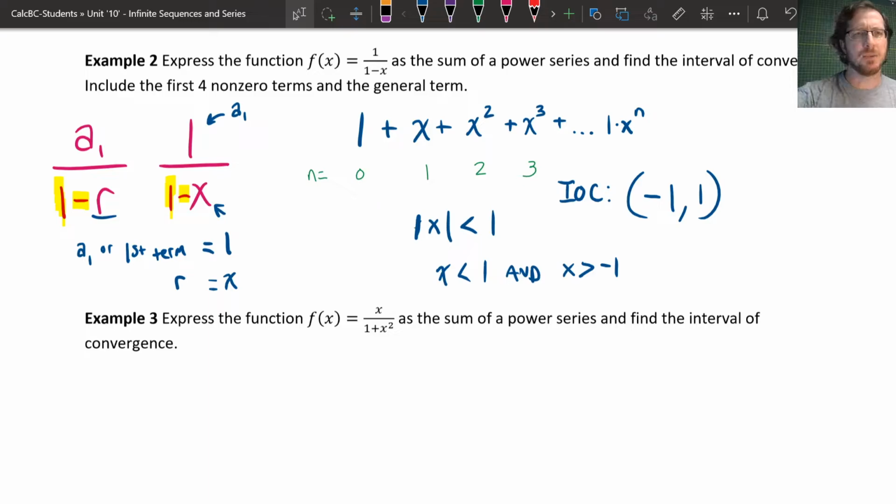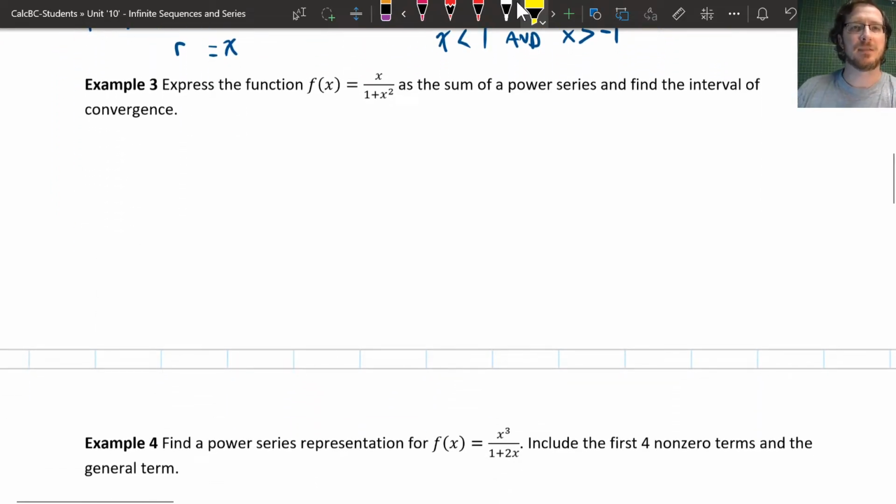Okay, example 3. So again, double checking example 2. We've got our first 4 non-zero terms here. We've got our general term here, and we've got our interval of convergence here. Okay, making sure we check all our boxes. All right, example 3 says express the function f of x equals x over 1 plus x squared as the sum of a power series and find the interval of convergence.